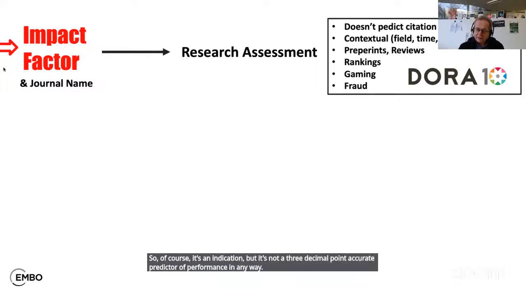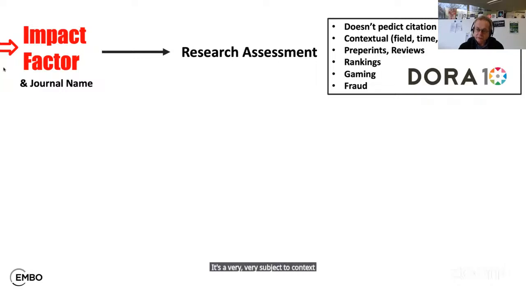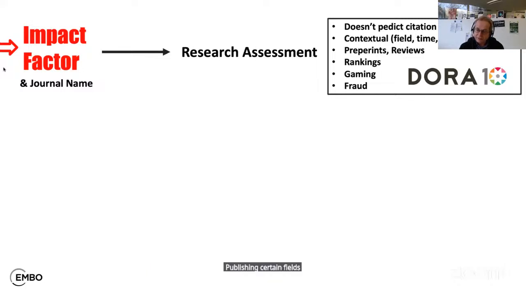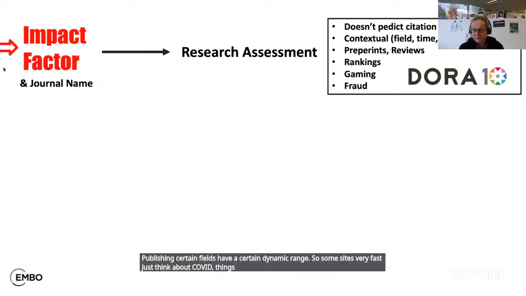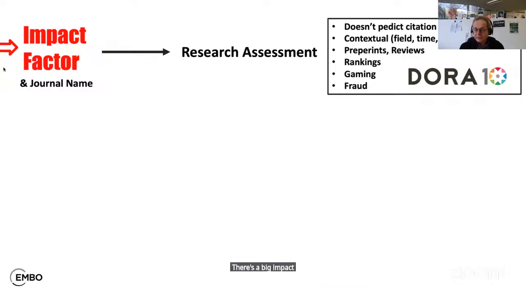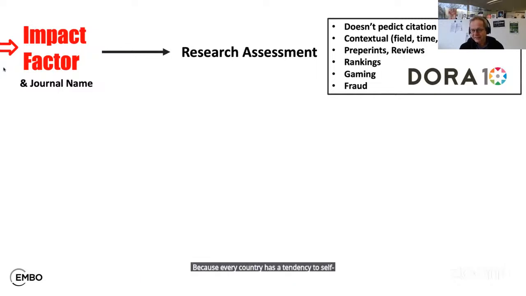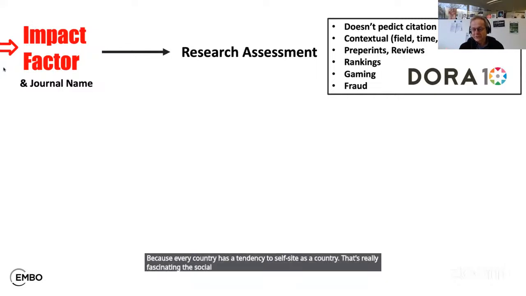It's very subject to context. So if you're in a certain field, you will have higher citation rates. Certain fields have a certain dynamic range, so some cite very fast. Just think about COVID. Things were cited super fast and it's completely gone. There's a big impact of geography. We have quite strong evidence, and we only discovered this quite recently, that the size of the country matters massively if you're not in a very large country like India, because every country has a tendency to self-cite as a country. It's really fascinating, the social construct behind that. So big countries cite more than small countries.